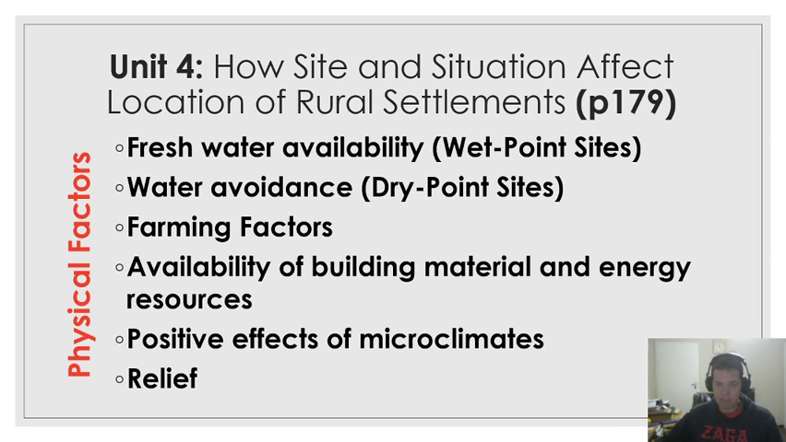The third one would be a farming factor. So farming factors would be things like arable land, fertile soil. Then we'll move on to the availability of things that you could build a house with, like trees or rock or stone. Energy resources being also things like coal, maybe trees as well, so that you could cut them and make fire. Then the second last one will be the positive effects of microclimates, which means north-facing slopes, taking into account the inversion layer in the middle of the valley, and making sure you avoid those katabatic winds that could cool down the frost pocket at night. And the final one is relief. So you can't live on a cliff face, you have to live on land that is fairly flat.